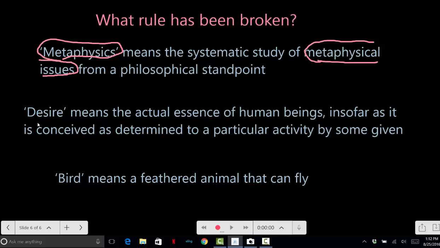Here we have the next definition that we want to look at and determine what rule is being broken. It says the word desire means the actual essence of human beings, insofar as it is conceived as determined to a particular activity by some given. So take a few moments, determine which of the rules you think is being broken here.